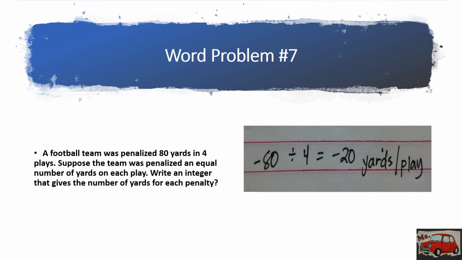Okay, so yung nangyari, na-penalize yung football team ng 80 yards dun sa 4 na laro nila. Okay? So yung tinatanong is, ilan yung number ng yards na na-penalize sa kanila kada play. Okay? So yung gagawin natin, negative 80 divided by 4. Negative 80, that is the penalized 80 yards. Negative kasi nga penalty. Okay? So, babawasan dun sa points nila.